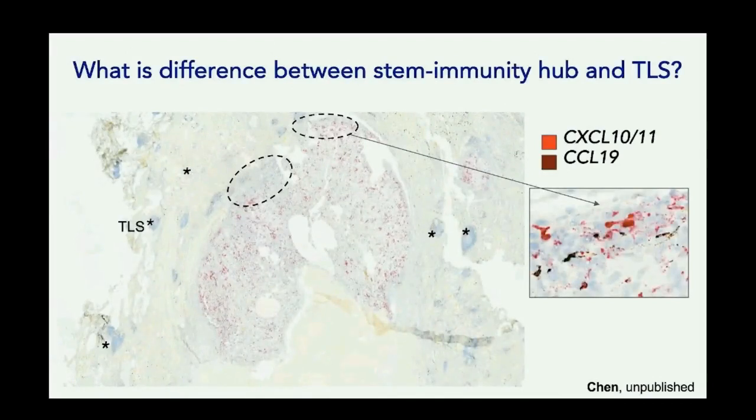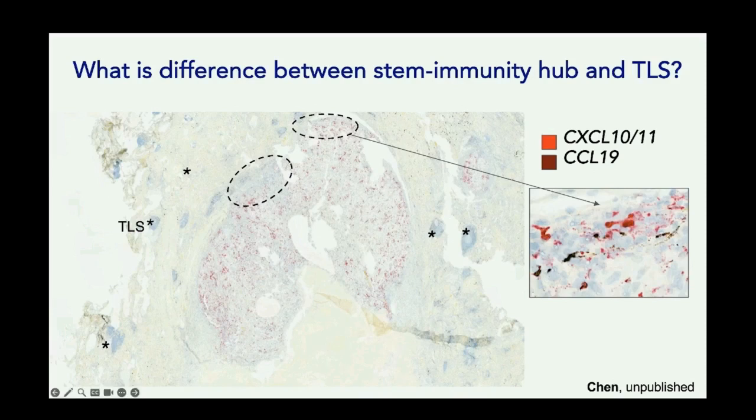So we also tried to make a very simple panel that would capture both of these hubs, the more activated hub and the more stem hub. And we came up with a very simple solution, which is just to stain for the RNA of CXCL10/11 and CCL19. And that would allow you to then observe the organizers of those two hubs. Rather than look at everything in the hub, if these are present, the hub will organize and will be present there. And that's what we found.